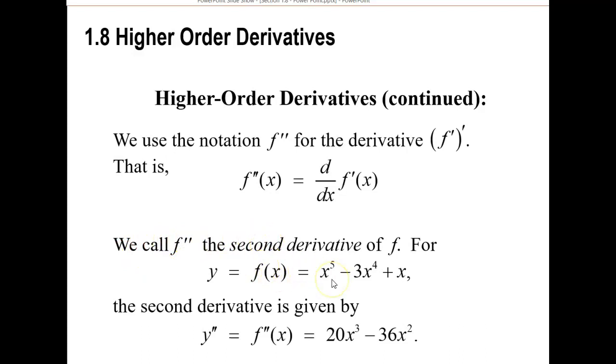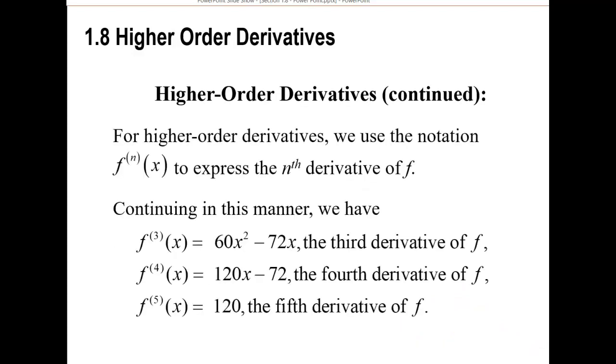So if we have this function x to the fifth minus 3x to the fourth plus x, its second derivative is found by taking the derivative of the first. The first derivative was 5x to the fourth minus 12x to the third plus 1. If I took the derivative of that, I would get 20x to the third minus 36x squared. And if I kept going for higher order derivatives, we use the notation f, and then this n in parentheses indicates we're not raising f to a power, we're taking that derivative of the function.